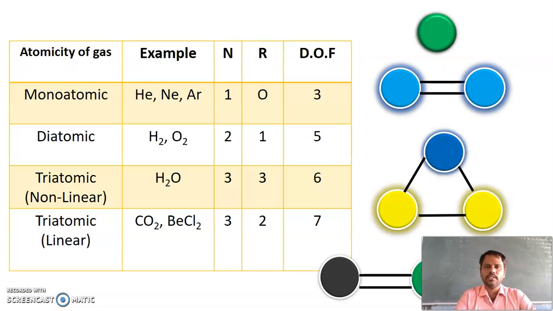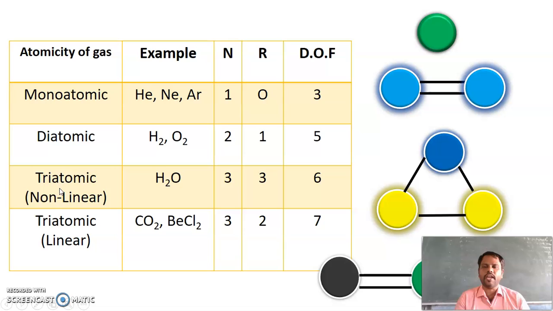Now let's look at some examples. A monoatomic gas, which is like a particle moving in free space, needs totally 3 degrees of freedom. Examples are helium, neon and argon. For a diatomic molecule, there are 2 particles, therefore totally 6 degrees of freedom. However, if the distance between them is fixed, 1 degree of freedom gets reduced. So the total degrees of freedom is now 5.